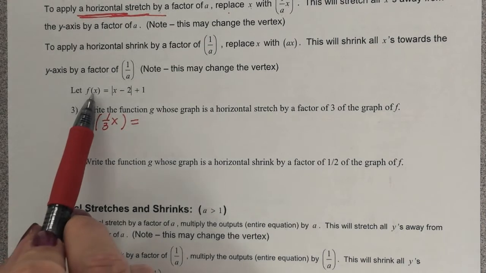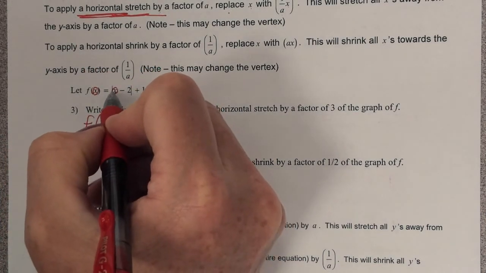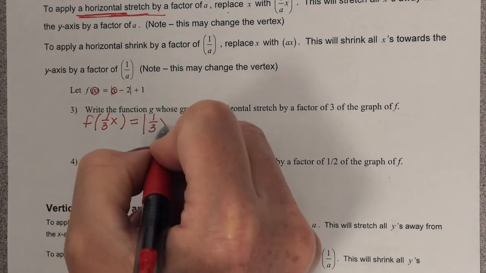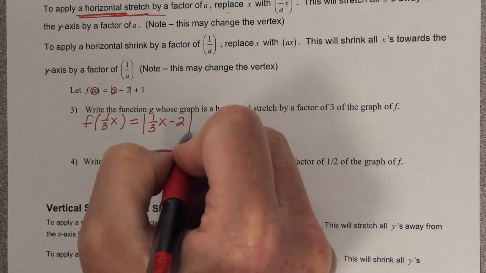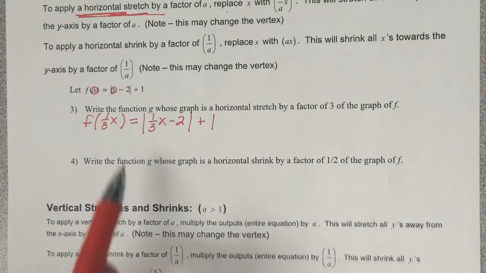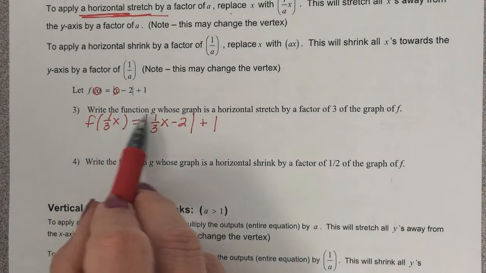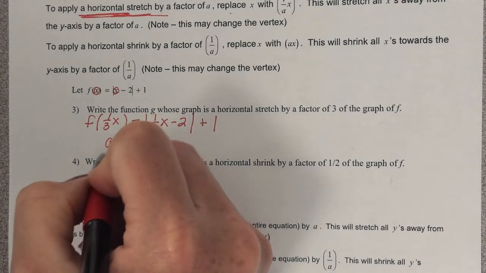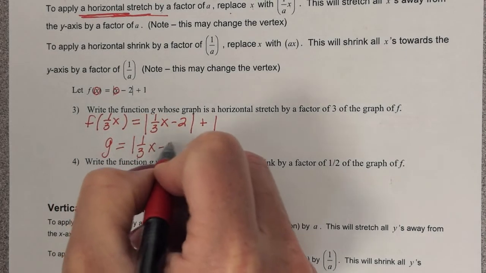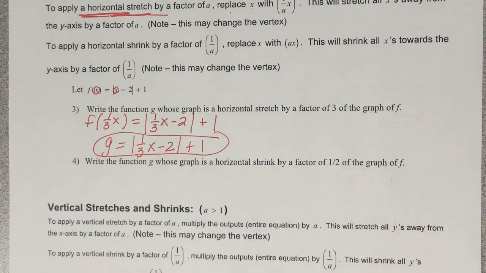That means in my function, wherever I see this x, just that x has to get replaced with 1/3 x. Everything else stays exactly the same. That's the way it would look. I'm supposed to name it g, so I'm just going to name it g now. This is just showing what I did, and now I'm giving it its proper name.